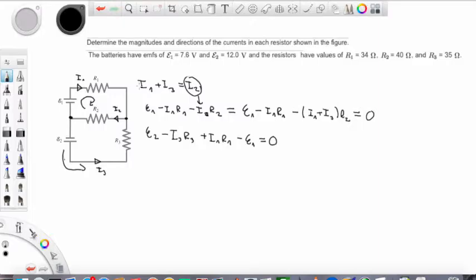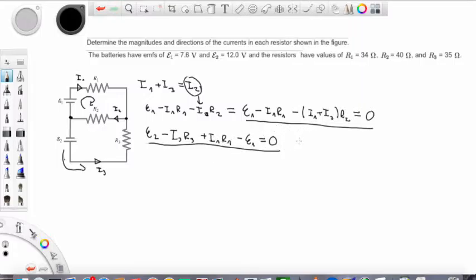Hence we have our 3 equations and 3 unknowns, so it can be solved. But in fact we already eliminated the I2, so in fact we have these 2 equations, which include 2 unknowns, I3 and I1.